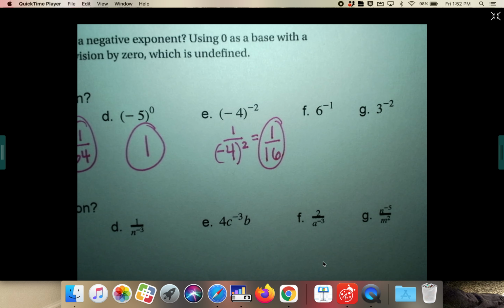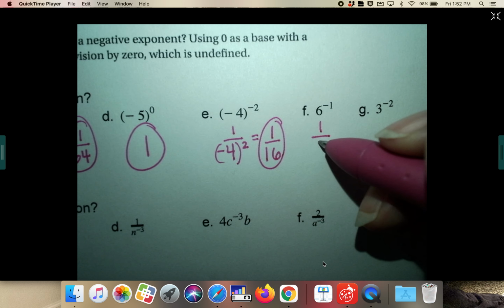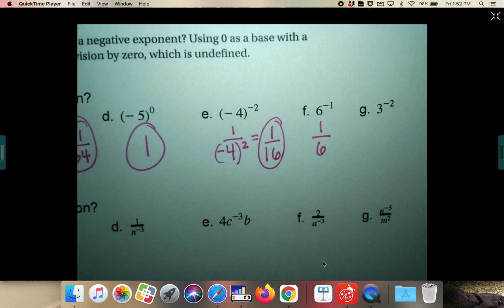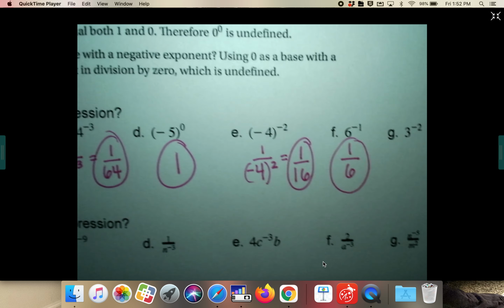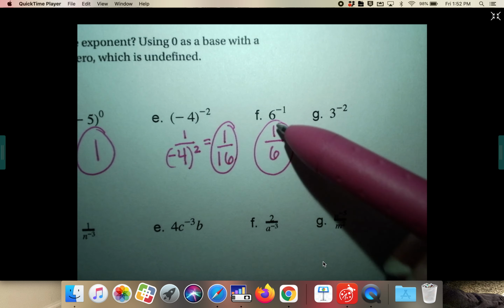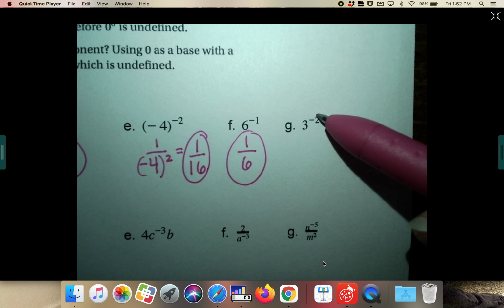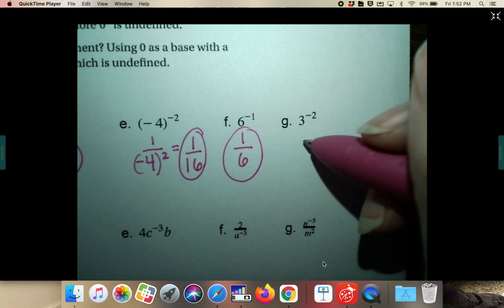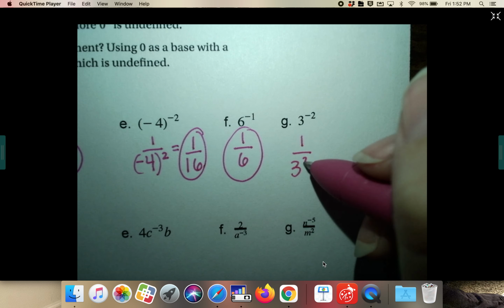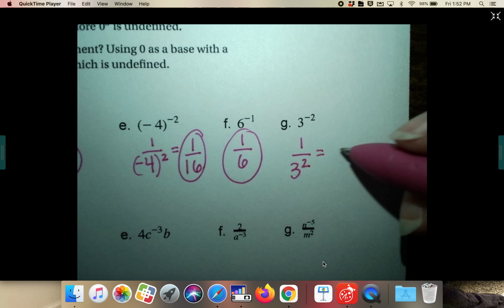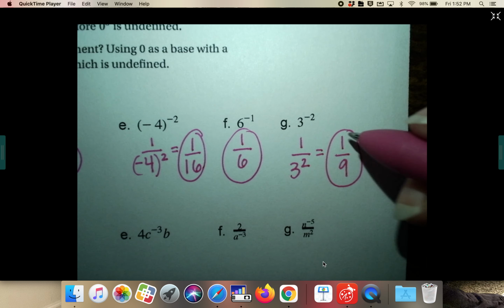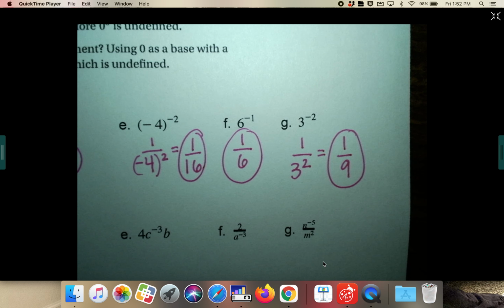Okay, can't have a negative exponent, so it's going to flip under a 1 and become a positive 1 exponent, but 6 to the first power is just 6, so I don't even need to write the little 1. That would be not as simplified as just leaving it 1/6. Once again, can't have a negative exponent, so I'm going to flip it under a 1 and make it a positive exponent. 3 squared means 3 times 3, which is 9, so 1/9 is your final answer there.